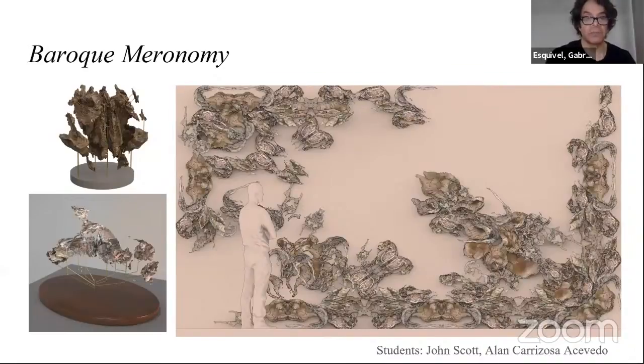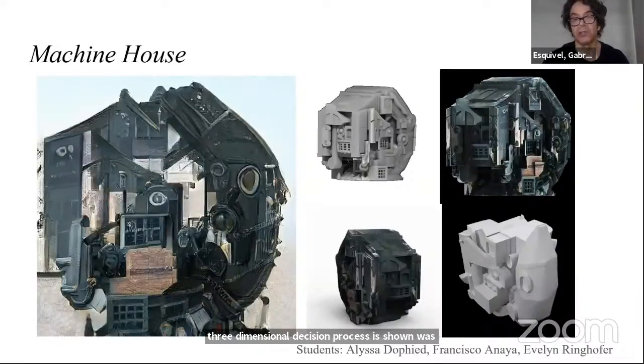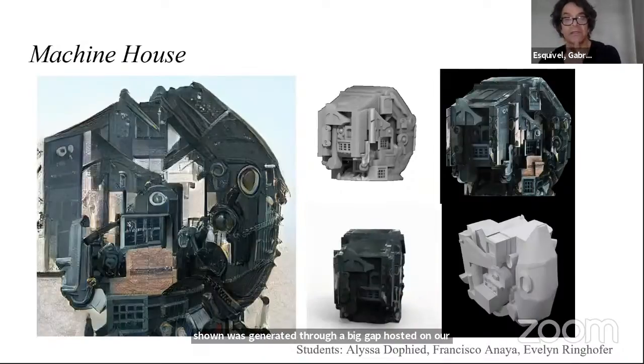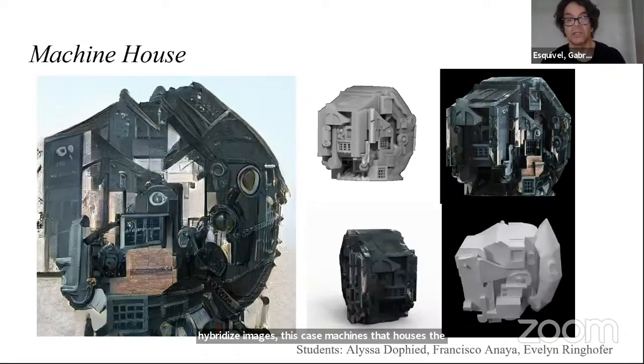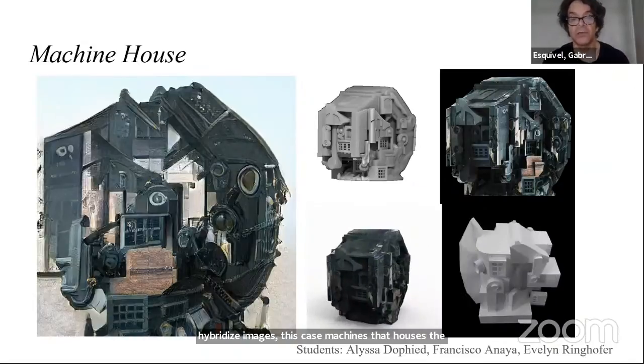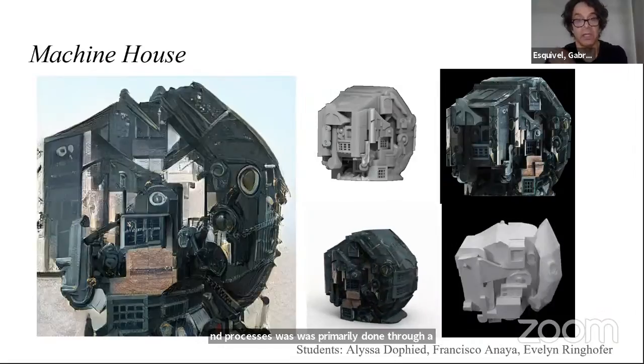The next project was called Machine House. In this case, the students opted to take a more manual route into the three-dimensionalization process. The image shown was generated through a BigGAN hosted on ArtBreeder, formerly GANBreeder. This allowed the students to combine the genes of specific images to create hybridized images, in this case, machines and houses. The three-dimensionalization and texturing processes were primarily done through a combination of mesh and procedural modeling, and a physical model was created through traditional means.